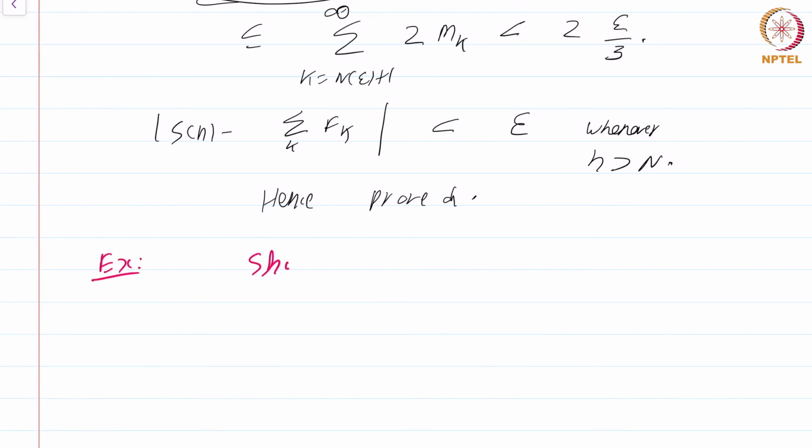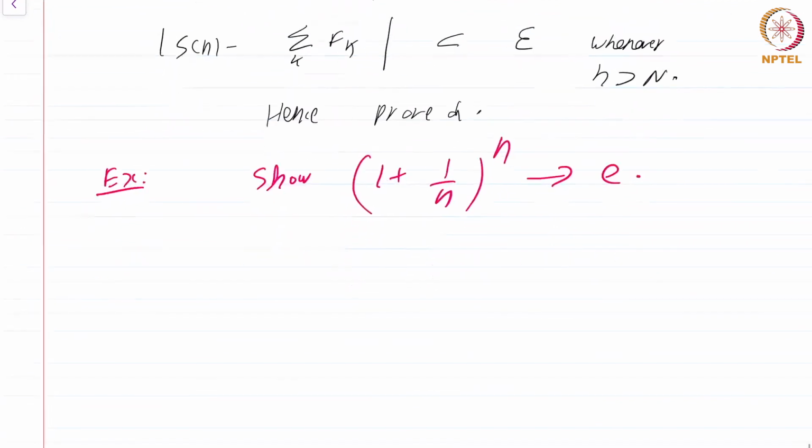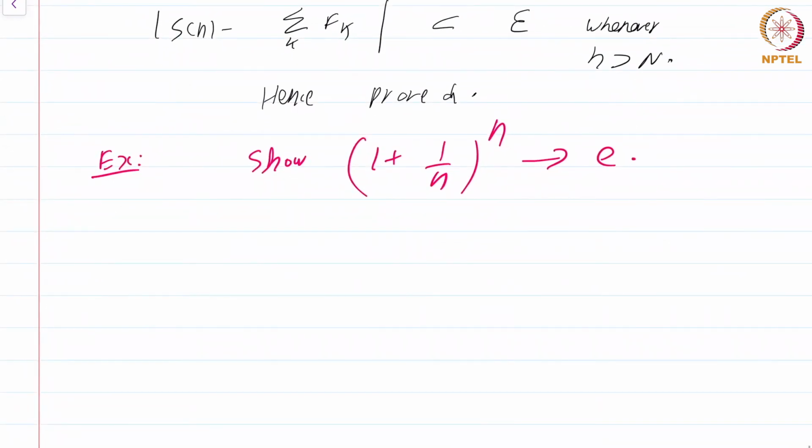Now, an exercise: show that (1 plus 1 by n) to the power n converges to e. Most of the work has been done, and you just have to apply Tannery's theorem and you will get it. I'm going to leave you with another exercise which will be expanded upon in the assignment.